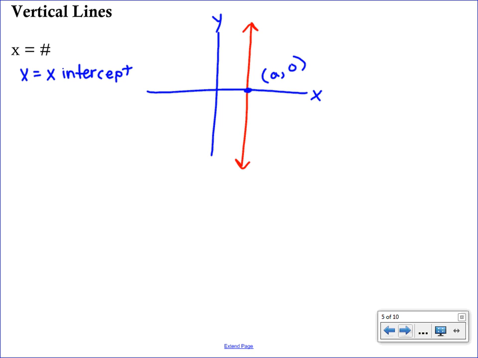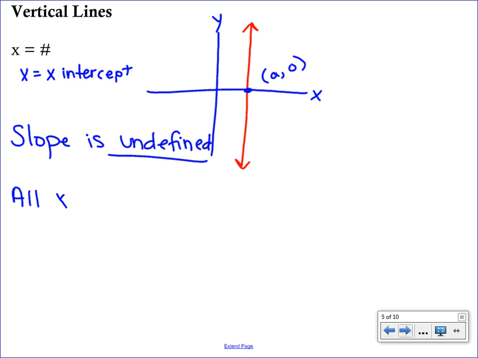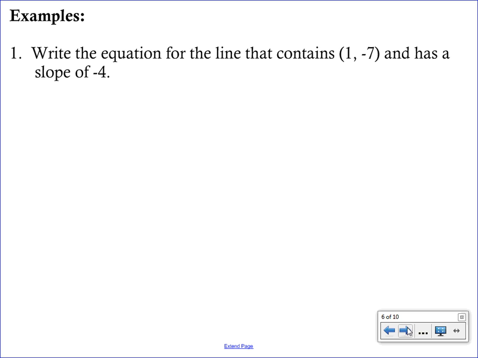The two important facts that you need to know for vertical lines is, one, that the slope is undefined. Don't say no slope. No slope can be confusing. You have to say the slope is undefined. And then all of the x coordinates will be the same for a vertical line. So you have to know how to write 3 different equations for a diagonal line, a vertical line, and a horizontal line. So let's look at some examples.